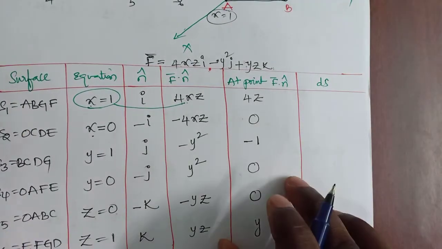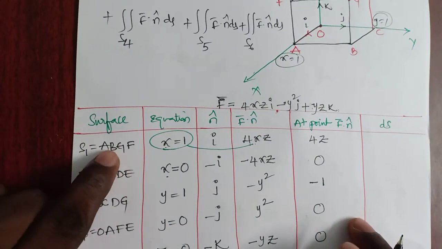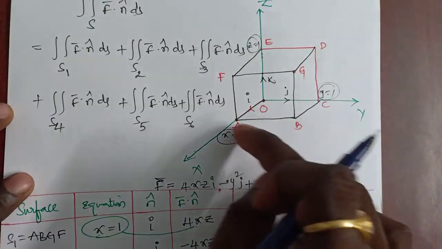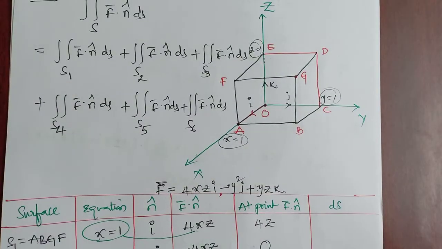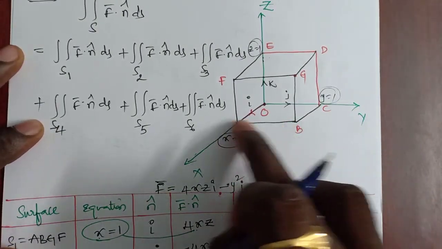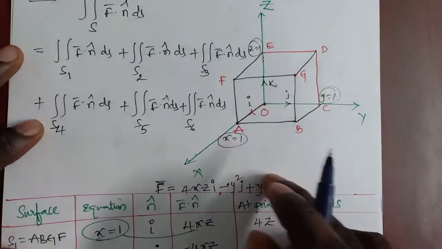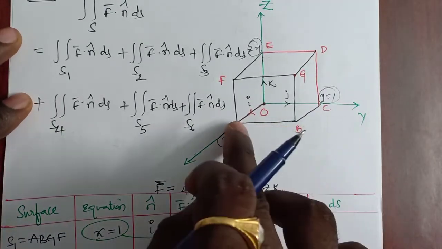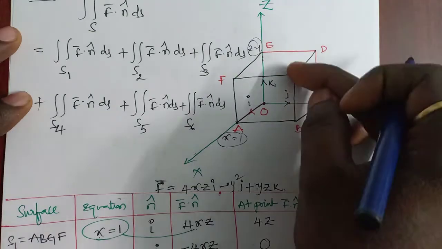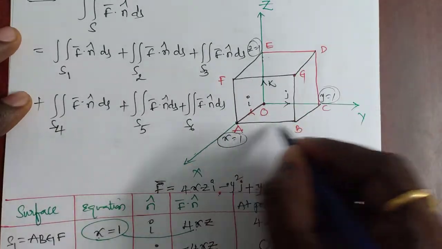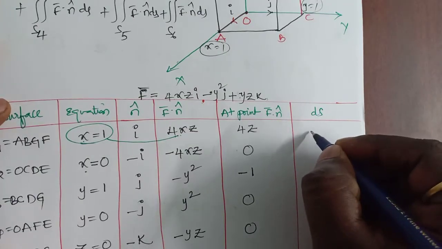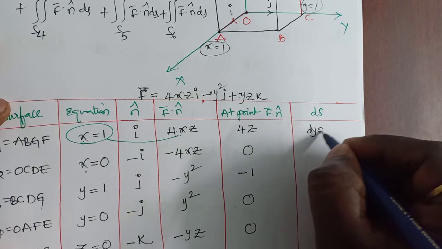How to find dS? Now coming to the surface again, ABGF. This is the last one, ABGF, that is the front face. Clearly, what we observe are the directions of ABGF: AB is along the y axis, BG is along the z axis. So this is dy and this is dz. So dS is the surface area, which is nothing but dy into dz.